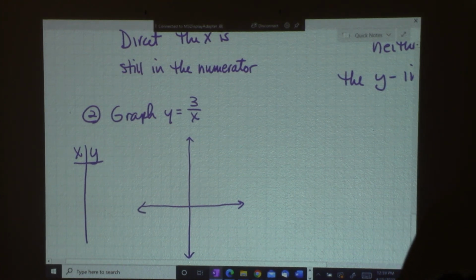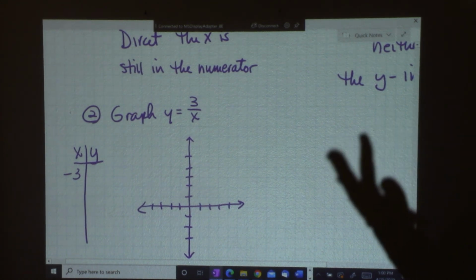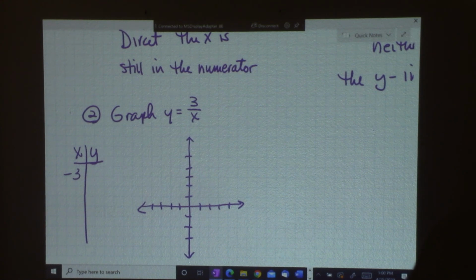Okay, now, what numbers are you going to put in? I usually try to pick numbers that are close to the y and x axis, the origin, and I also like to pick numbers that are easy to work with. So I'm looking at the 3 in the numerator, and I'm thinking, well, if I had a negative 3, that's going to work out to an easy fraction, isn't it? So you can pick whatever numbers you want. You'll get the same graph, but let's pick things that are easy.